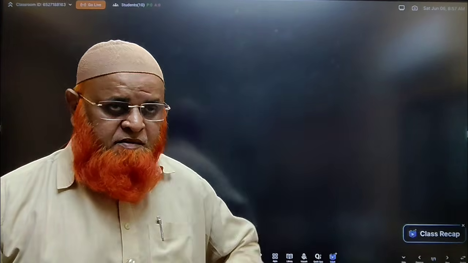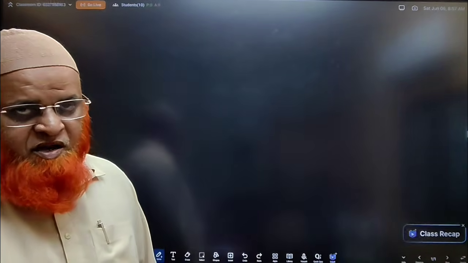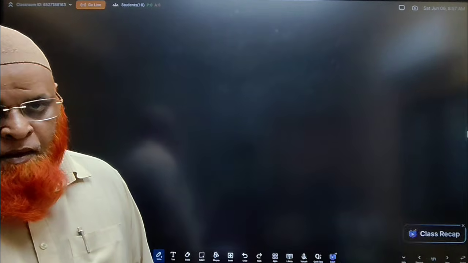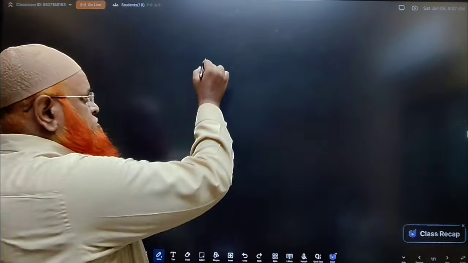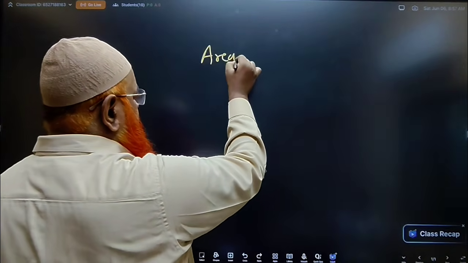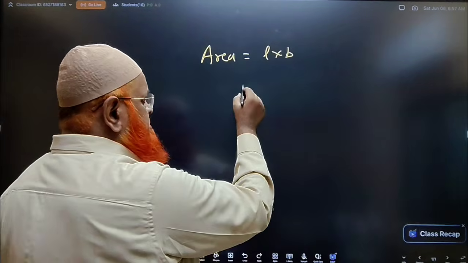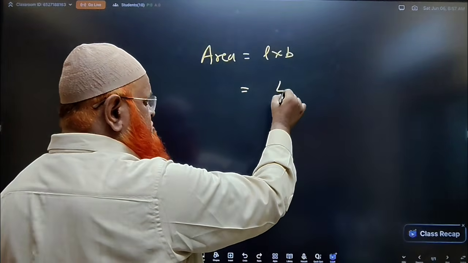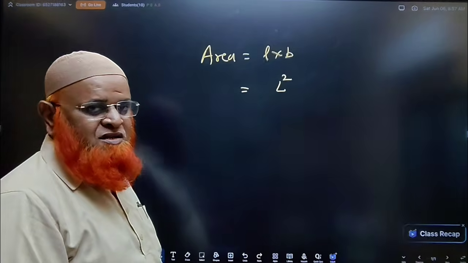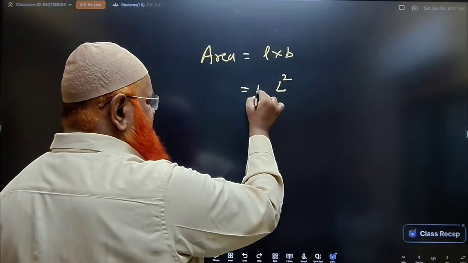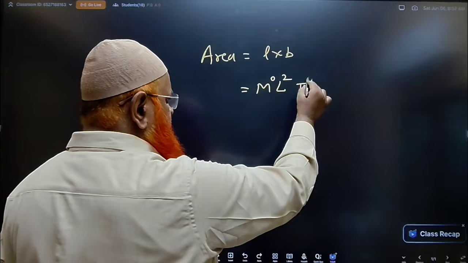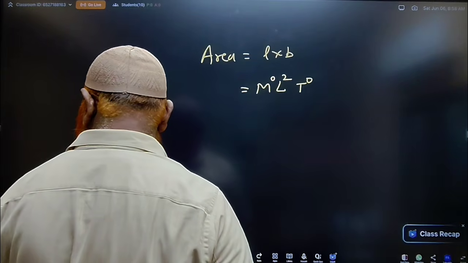And how can we derive dimensional formulas without learning them by heart? The first dimensional formula is area. Let us see here now. First is area. Area is nothing but length into breadth. Length is L, and breadth is also length only. So we write L square. In this, M is not there, so M power 0 and T power 0.